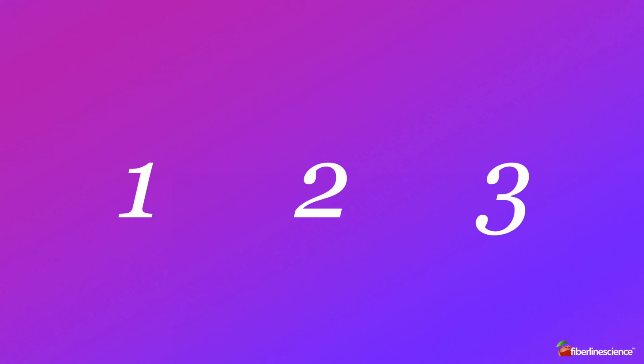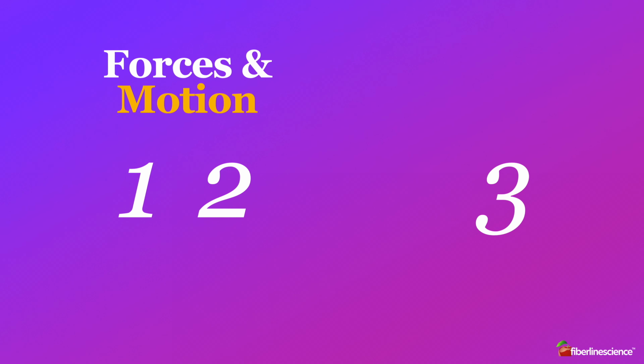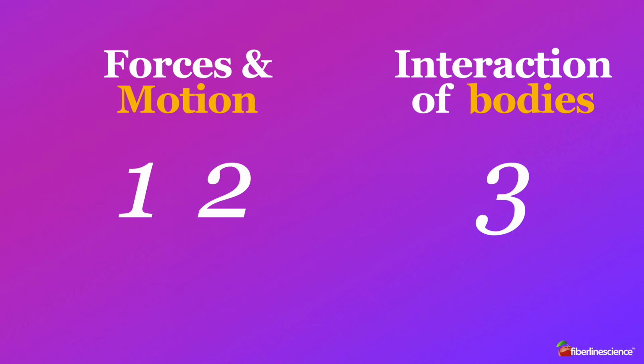In his work about motion, Isaac Newton came up with 3 laws, which we refer to as being of motion. However, calling them as such can be a bit misleading. It is only the first 2 laws that deal with forces and the motion of bodies. The third law, however, only deals with the way the bodies interact with each other as forces are applied. It does not deal with motion.